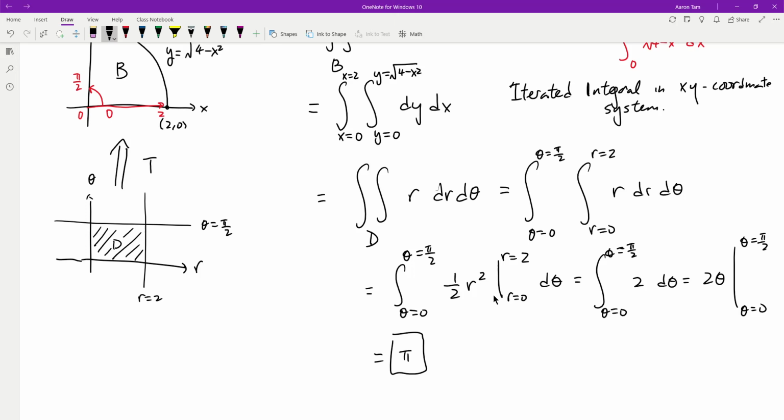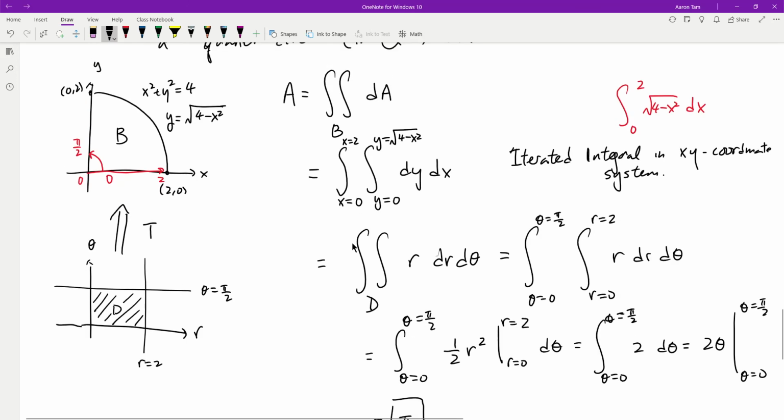So this example perfectly illustrates why we use change of variables. After we change into the polar coordinate system, this quarter circle integral, which had 4 minus x squared under the radical and was extremely difficult to integrate, becomes something extremely easy to do, which is basically the purpose of this change of variable technique.